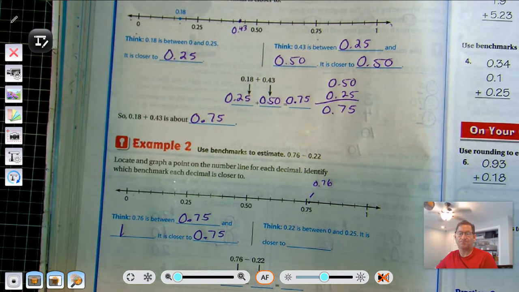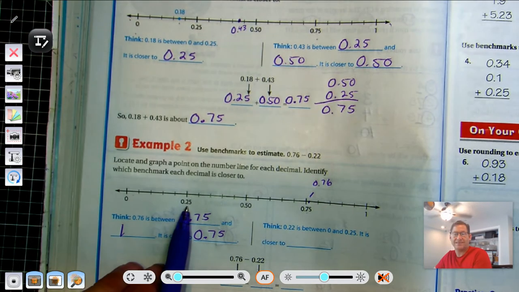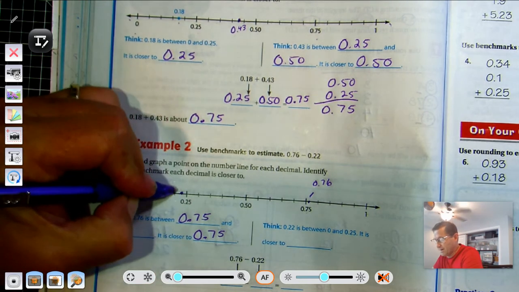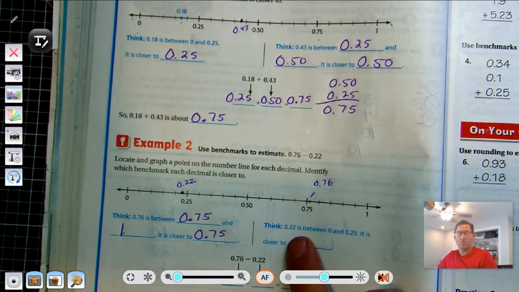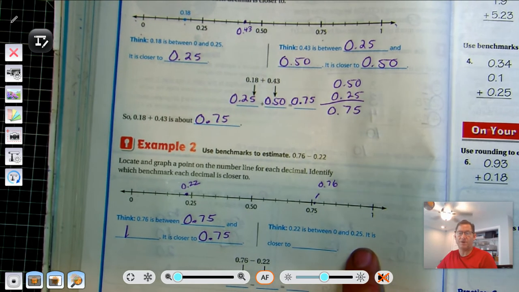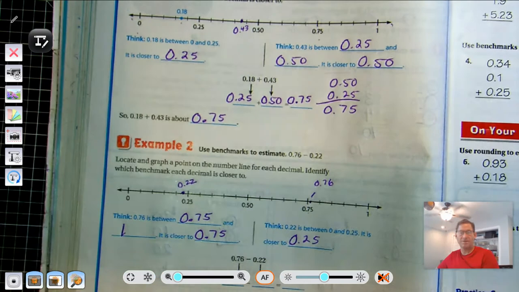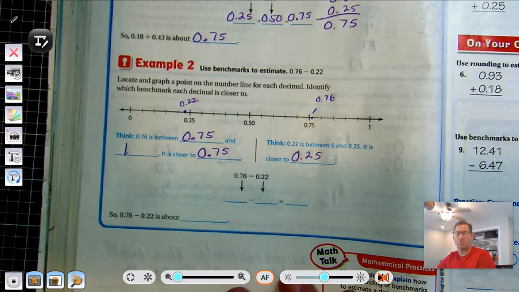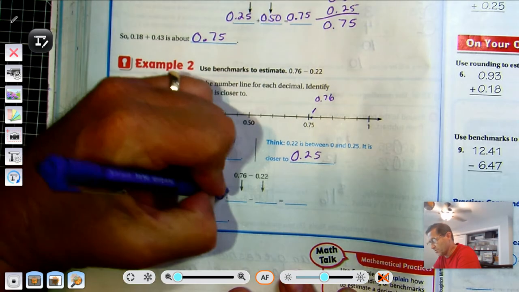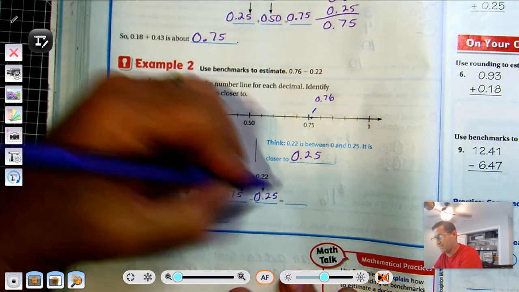75 hundredths. Now, what about 22 hundredths? 22 hundredths is less than 25 hundredths. So it's going to be right about there. Okay. So 22 hundredths is between 0 and 25 hundredths, but it's closer to 25 hundredths. So what are the benchmarks we're using? We're going to use 75 hundredths take away 25 hundredths.